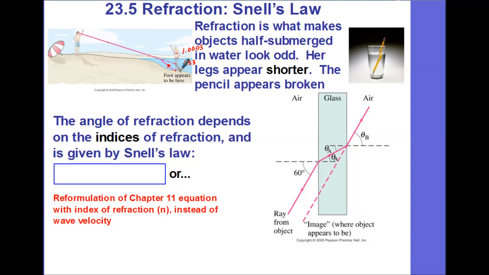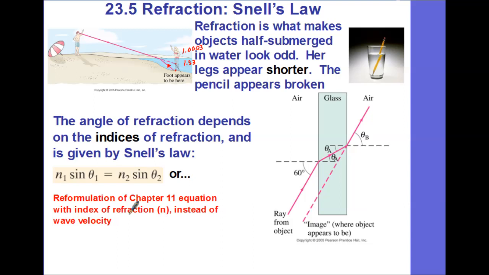This pencil is actually a continuous pencil. The fact that it looks broken is simply because light refracts as it exits water and goes into air. Now, the angle of refraction depends on the indices of refraction and is given by Snell's law. So it really depends not only on the change in speed that it experiences, but also the angle at which that incident ray enters that new medium.